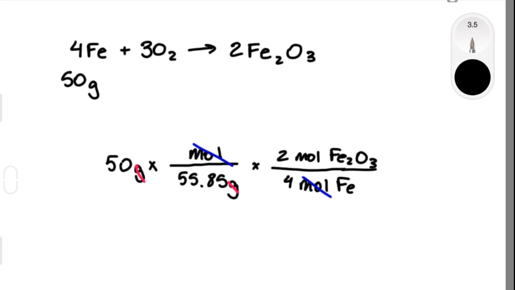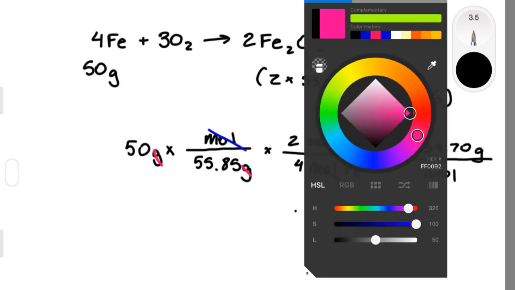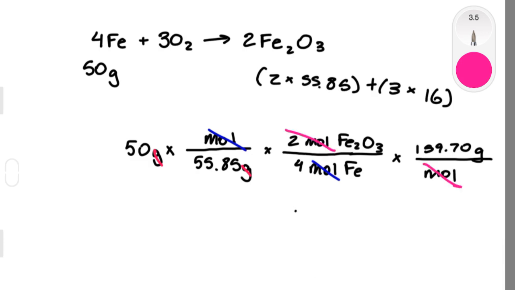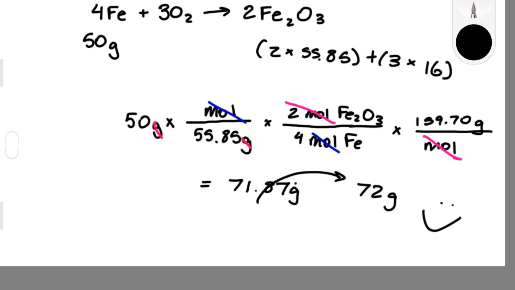The molar mass of Fe2O3 can be found by adding the masses of the elements involved. So 2 times the molar mass of Fe, which is 55.85, and 3 times the molar mass of oxygen, which is 16. So altogether, that's 159.7 grams per mole of Fe2O3. We'll now multiply the moles by 159.7 grams per mole in order to get the grams of Fe2O3, which is 71.87 grams. However, due to significant figures, it is rounded to 72 grams since our initial value of 50 has 2 sig figs.